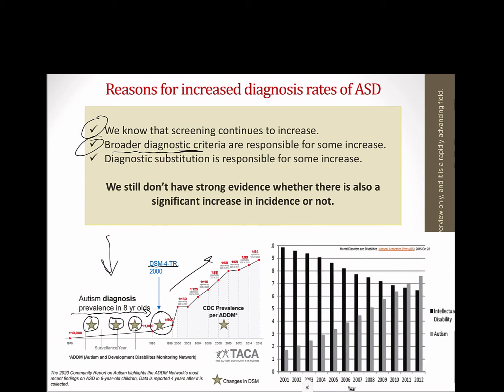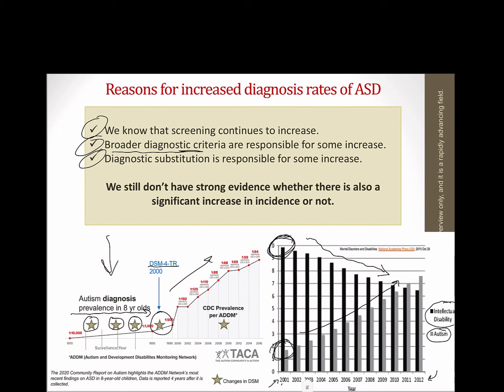We also know that diagnostic substitution is responsible for some, and that means someone who would have previously been diagnosed with one disorder is now being diagnosed with autism. And this is a great graph because this shows from year 2001 to 2012 the incidence of diagnosis with intellectual disability versus autism. And in 2001, there is a much higher diagnosis of intellectual disability than autism. In the intervening years, people were less likely to be diagnosed with intellectual disability and more likely to be switched or given a new diagnosis of autism instead. So that diagnostic substitution is also a factor in this increase in diagnosis.